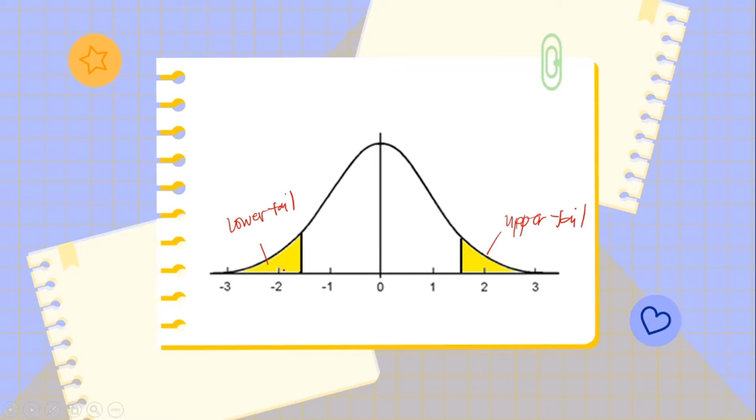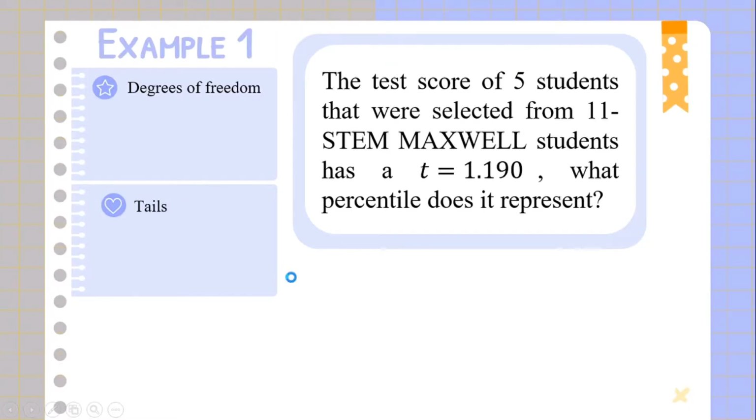So, let's have our first example. The test score of 5 students that were selected from 11 STEM Maxwell students has a t-value which is equal to 1.190. What percentile does it represent? First step, we need to solve for the degrees of freedom. Since our sample size is equal to 5, our degrees of freedom would be 5 minus 1, which is equal to 4. And then using the t-table, we're going to use the degrees of freedom, which is 4, and the t-value, which is 1.190, to find the lower tail probability.